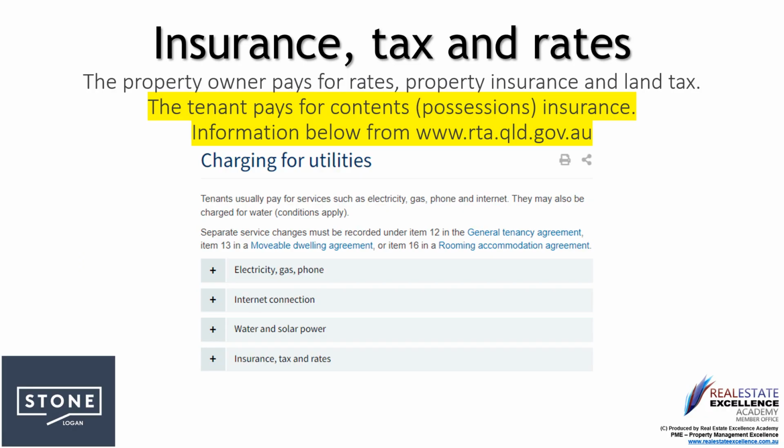During your tenancy agreement, it is your responsibility to pay for your own contents, possessions, insurance. Refer to the terms of the agreement in relation to electricity, gas, phone, internet, water or solar power, just to be sure that you're aware of all your responsibilities and requirements for connections of such services for your use. The property owner pays for rates, property insurance and land tax. Our agency strongly recommends that you ensure that you have contents, your own possessions insurance.